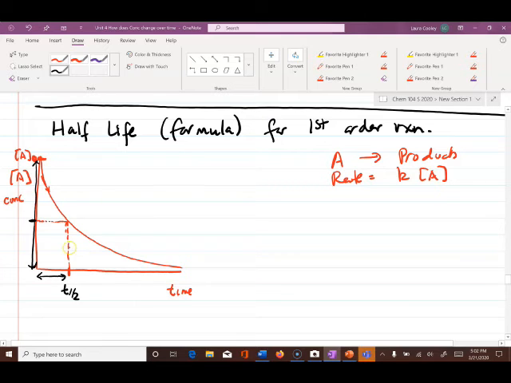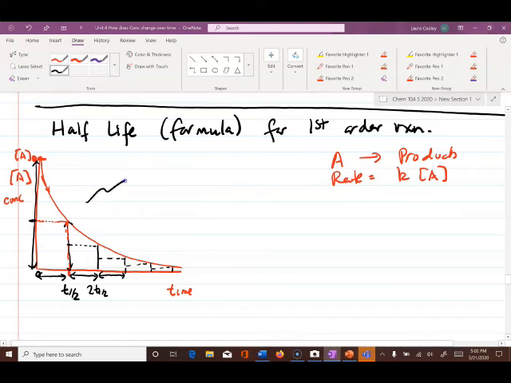Now, then we have this concentration. If we go down to half of that, that's another half-life that has elapsed. So this would actually be 2 t1/2 from zero. So every time a half-life passes, you're down to half the concentration of what you started with. So we're going to come up with a formula for that half-life.